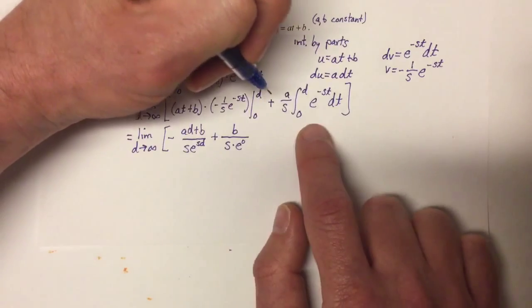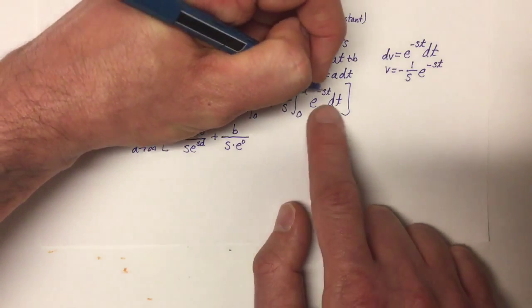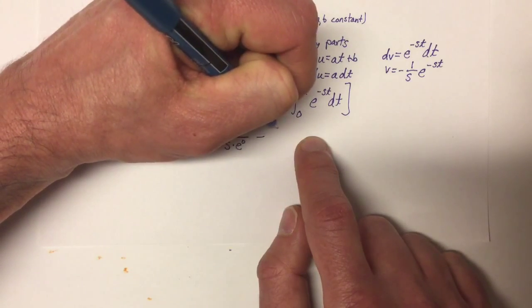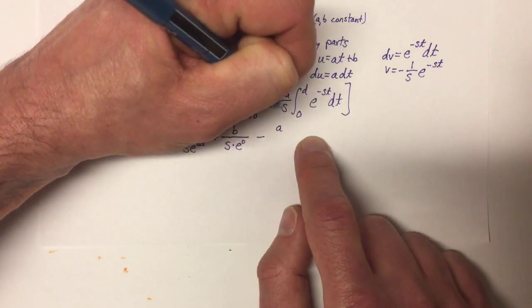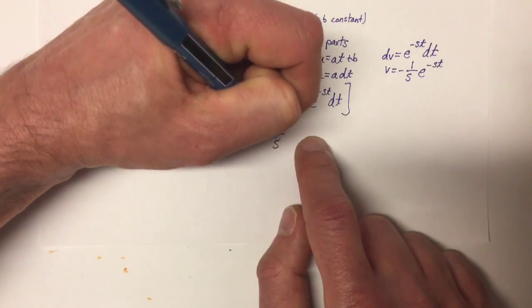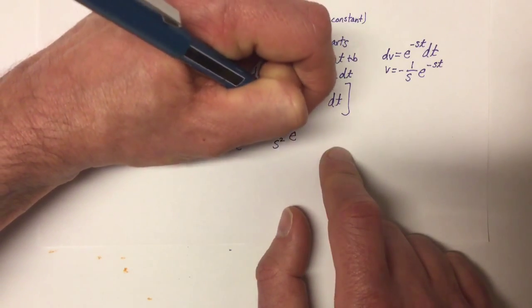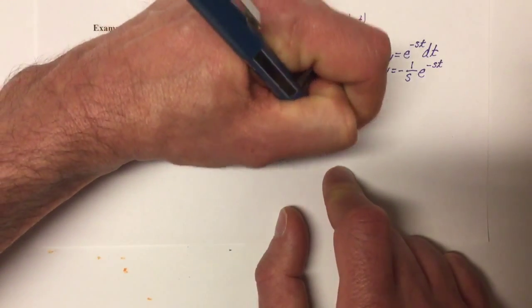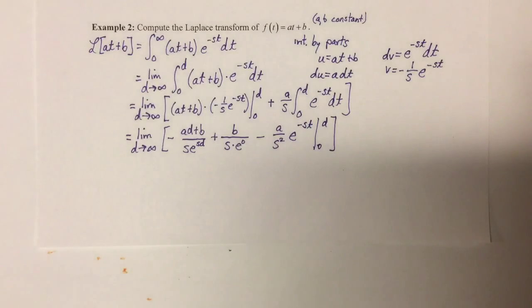And then we integrate here. Again, this is the e to a constant times t, so we'll get 1 over that constant. That's going to give me a negative a over, we'll have another 1 over s, so it'll be a over s squared, e to the minus st. Got to evaluate that from 0 to d now.